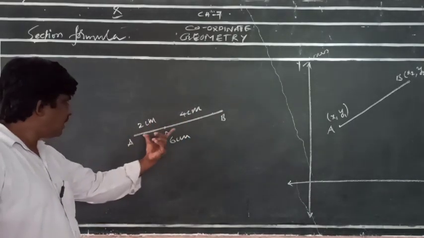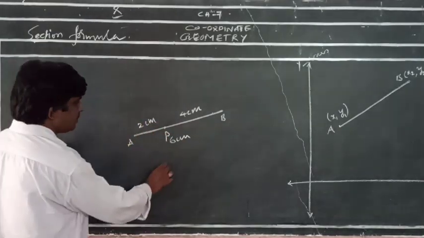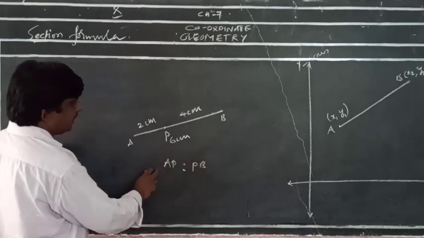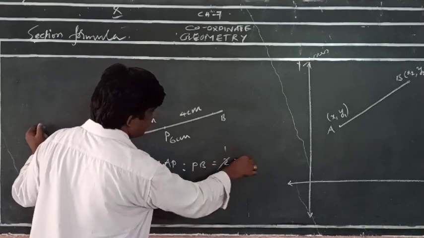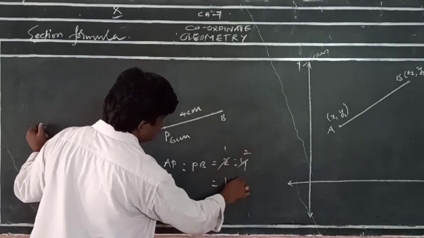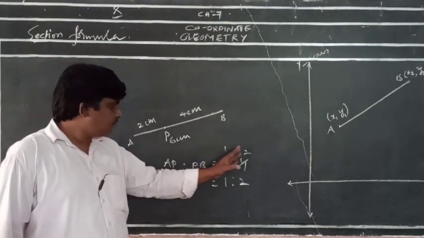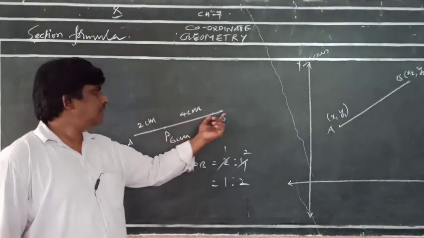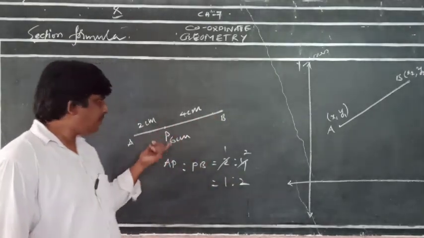Therefore, this measure and this measure are maintaining some ratio, no? That means AP and PB. What is the ratio of AP and PB? That means 2 is to 4. 2 1 times, 2 2 times. That means 1 is to 2. So AP is to PB is equal to 1 is to 2, which means this point P is dividing the whole distance in some ratio. What is that ratio? 1 is to 2.